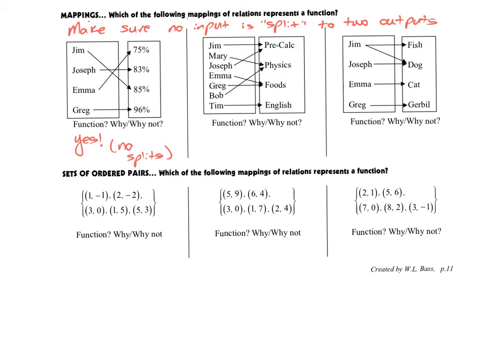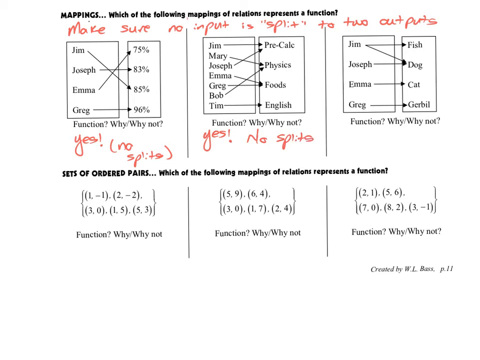Moving on, if I look at the next one, I say that Jim goes to pre-calc and Mary goes to physics and Joseph goes to pre-calc and Emma goes to foods and Greg goes to foods and Bob goes to physics and Tim goes to English. So again, there are no splits. So yes, no splits again. So this one looks good.